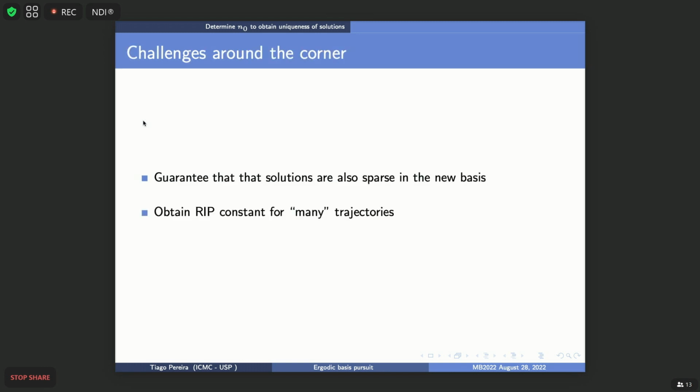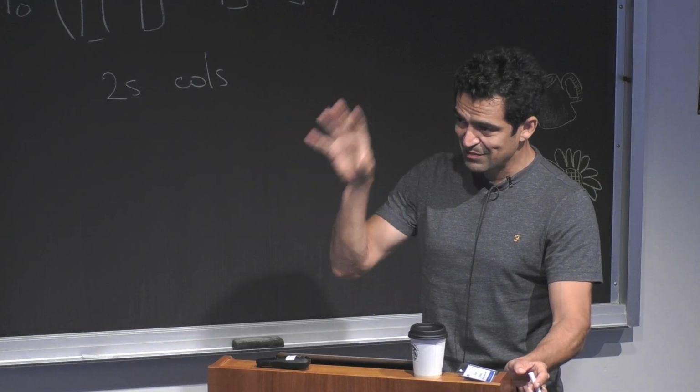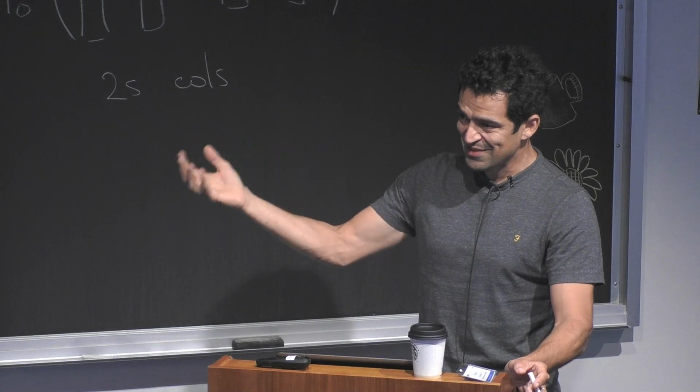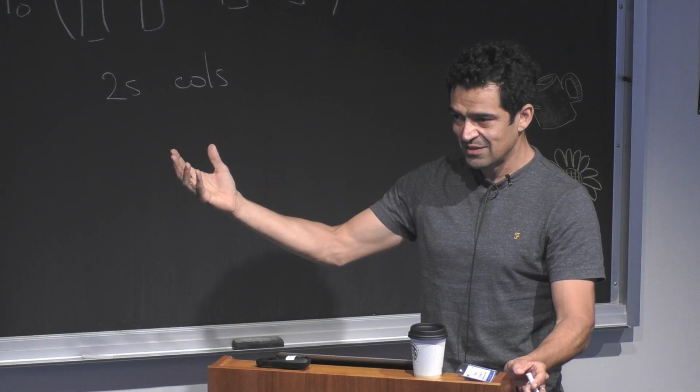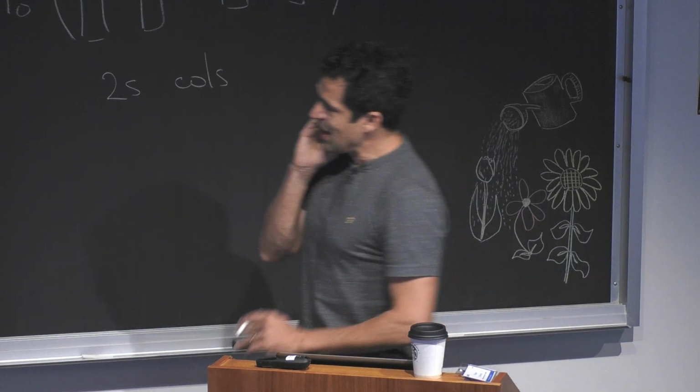But we have already a few problems around the corner. So the idea is clear, right? You give me the representation, I change the representation and try to change it in such a way that I satisfy some conditions. But to change the representation, it might happen the following.